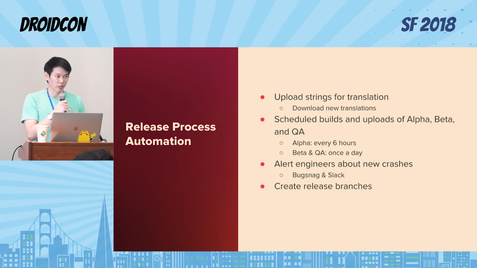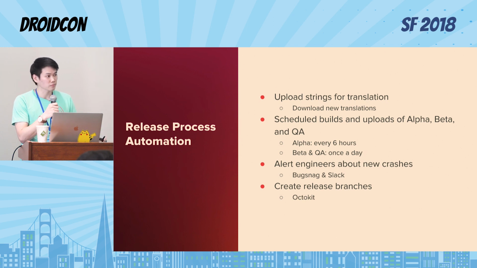We also create release branches. For that weekly release cadence, we basically take a snapshot of master and name that as the release for the following week. It soaks for a week. We'll do some QA testing and make any cherry picks for the crucial fixes. In this case, we actually use OctoKit to interact with GHE.